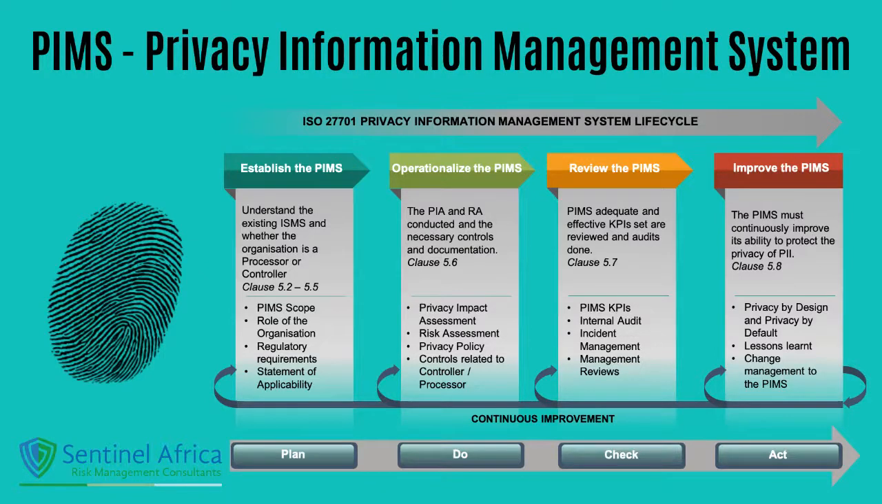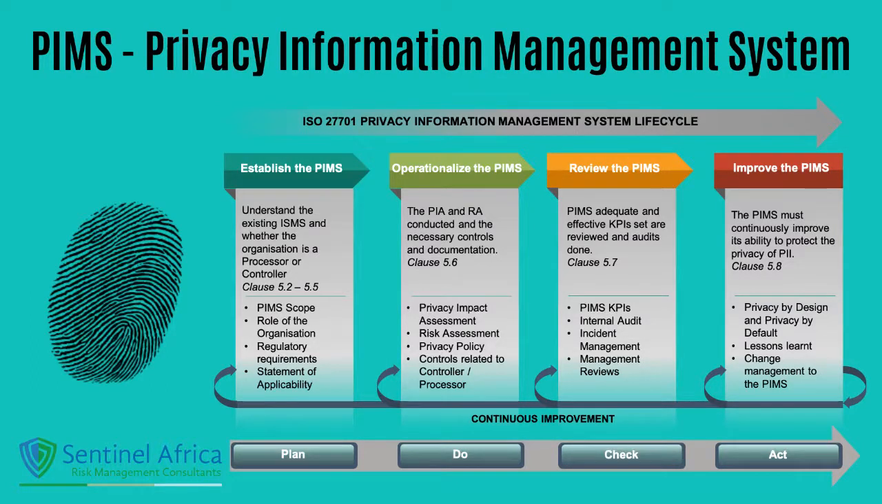Now, the other thing which we're asking ourselves at this stage, which is very important, is the role of the organization. So the organization can be one of two things. It can either be a data controller or it can be a data processor or both. Okay, so at this stage is when you're deciding what role the organization is actually playing. So we also need to define the scope of the PIMS. We need to define what regulatory requirements we are facing, and then we also need to look at our statement of applicability and make sure that it actually applies to the organization.